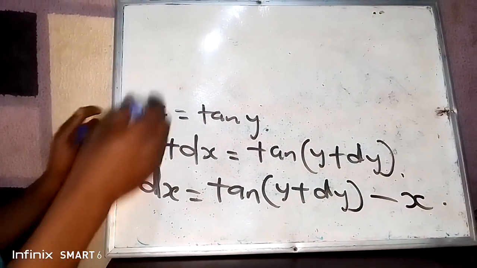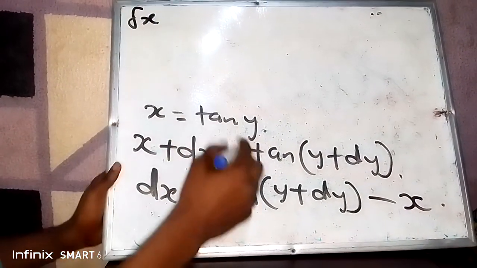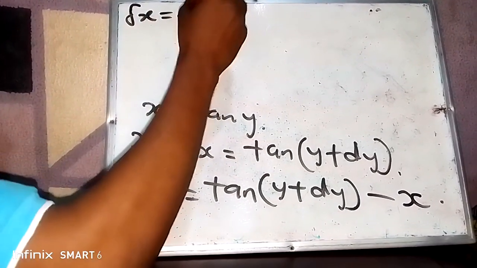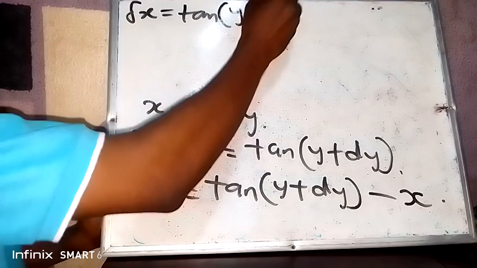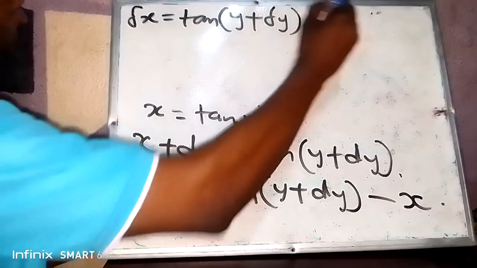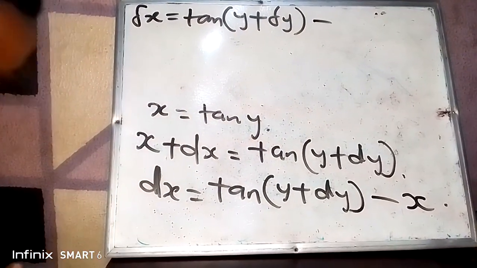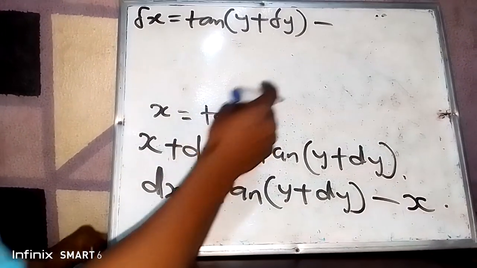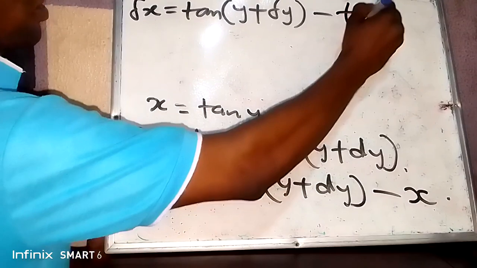After that, dx equals tan of y plus dy minus, and what is our x? What's our x originally? Our x is tan y. Our x is tan y.